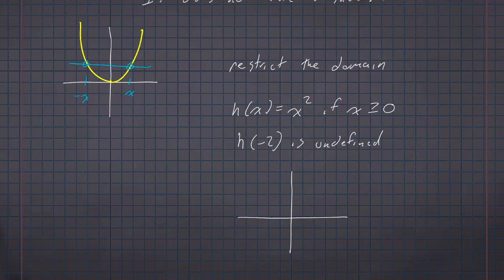If I graph this function, I get a curve that looks like that. Again, to the left of the y-axis, there is nothing. The function is not defined. But having done that, this new curve does in fact pass the horizontal line test. This new curve is a one-to-one function.